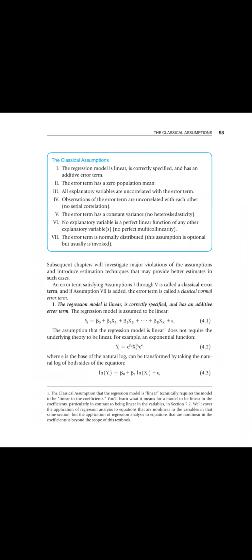So you remember the error term, right? That epsilon, the stochastic error. And then the error term has a zero population mean. We did see that on our first assignment, but we are going to talk about it again. And all explanatory variables are uncorrelated with the error term.